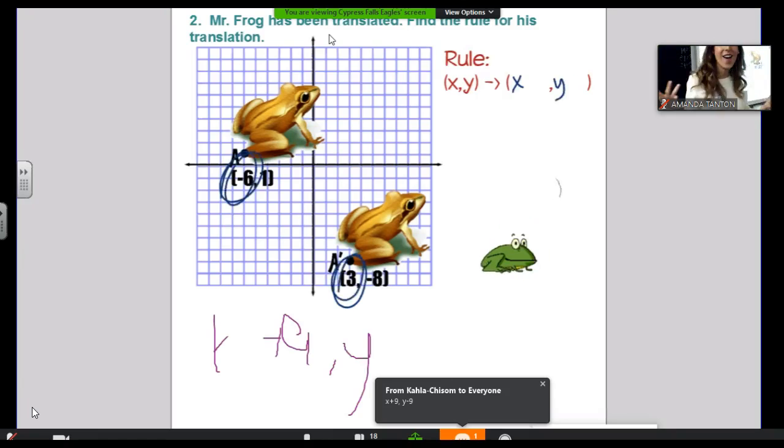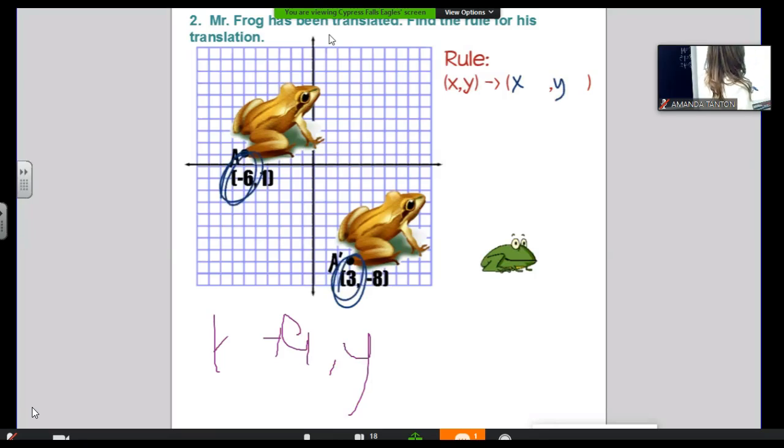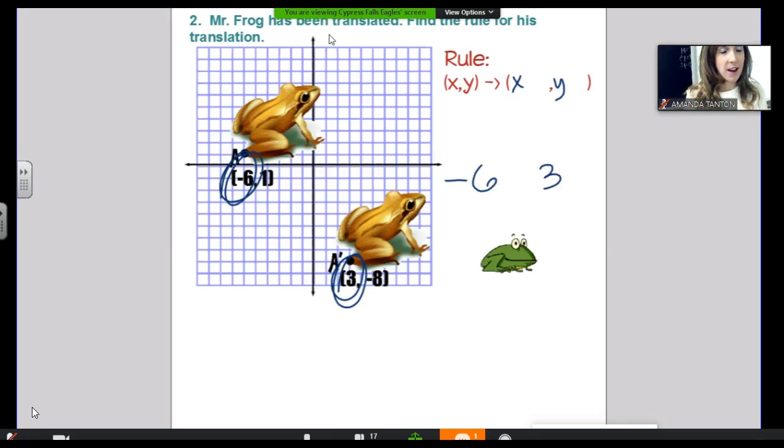We learned this on the first week of school. We learned how to find the distance on a one-dimensional number line from negative 6 to 3. That's obviously plus 9. If you didn't know it was plus 9, you can always subtract them: 3 minus negative 6, and you get 9. So x was moved positively 9 units.